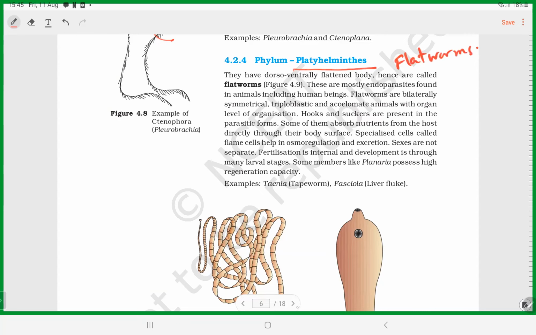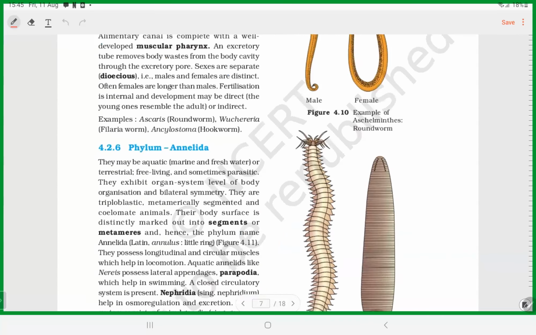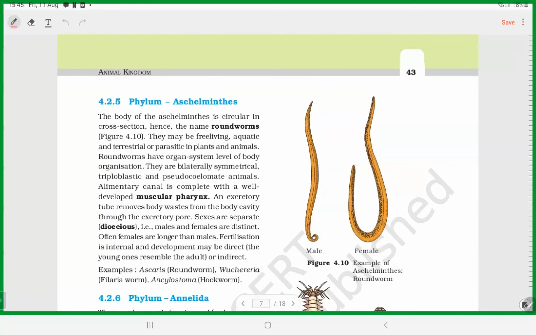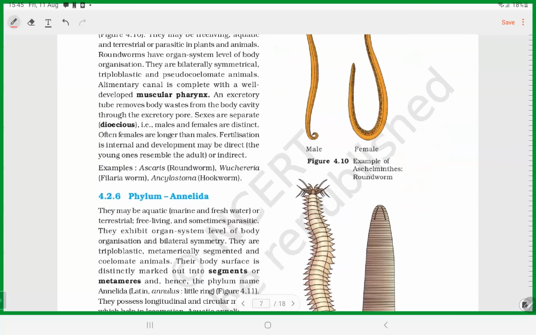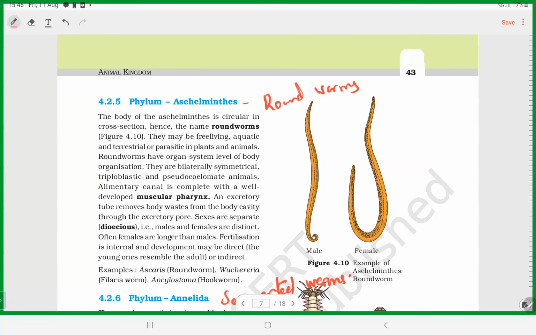And then you can see the aschelminths. The aschelminths are also called what? Roundworms. Flatworms, roundworms, and then Annelida, which are segmented worms. So about these roundworms, flatworms, and segmented worms, the organisms belonging to these phyla are what we are going to discuss.